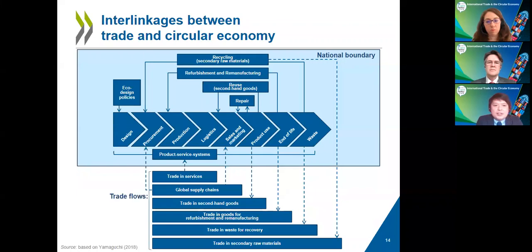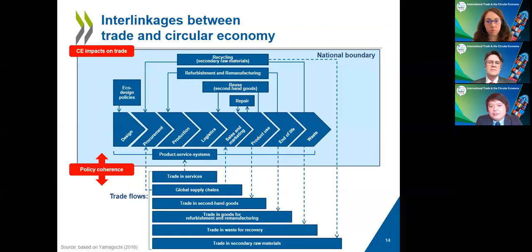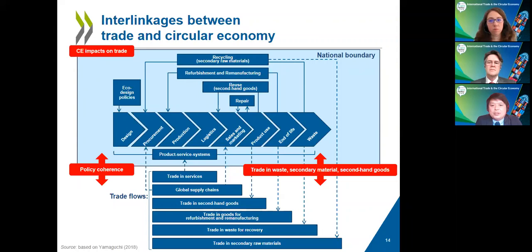Now, these trade flows have different pressure points and interactions with trade and circular economy. The first one is on how the circular economy transition has an impact on trade, and that's exactly what Rob has illustrated in his study as shared early on. The second one is the necessary policy alignment between these two areas, and I'll be talking about it in my slides. And then there are other related areas, such as understanding the nature of trade in waste and secondary materials or secondhand goods, and identifying the role of international cooperation, which I'll also be talking about in my slides as well.